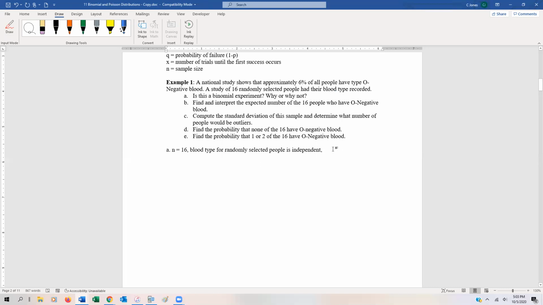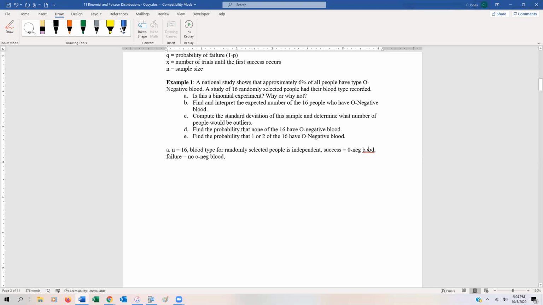The third scenario is, are there 2 outcomes, success or failure? So what is a success? Well, success in this case is O negative blood. And what's a failure? Well, failure is going to be no O negative blood. So you either have O negative or you don't have O negative. All right, so now we know that there are a number of other blood types, A positive, O positive, A negative, etc. But we don't care about those. We just care about either getting O negative or not getting O negative.